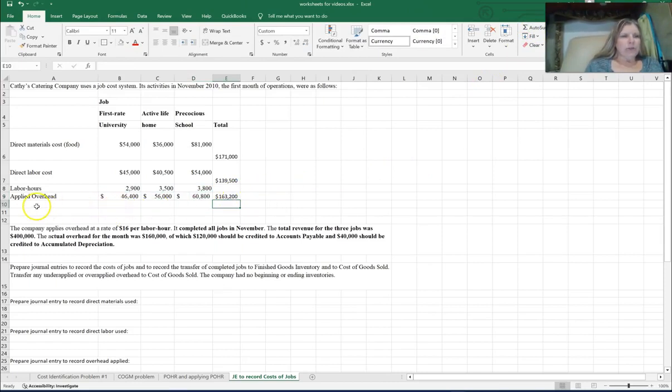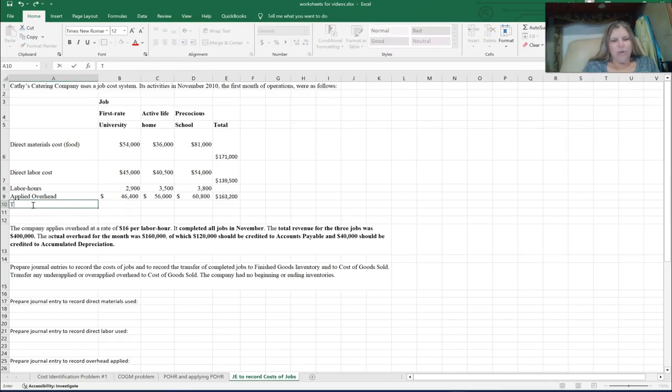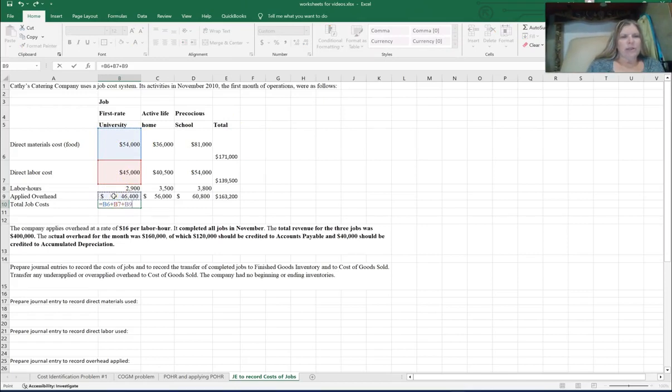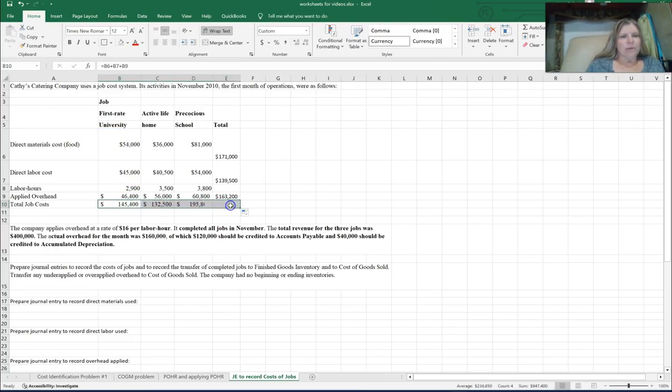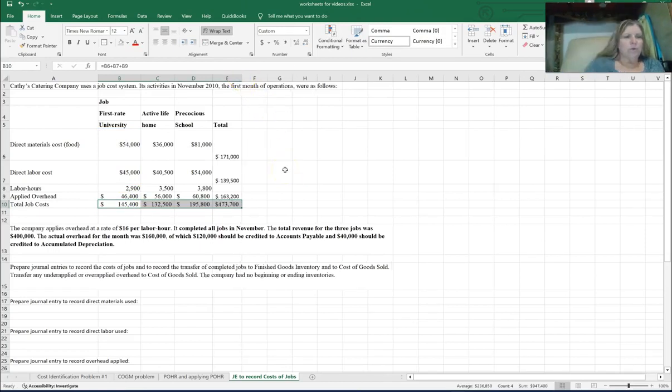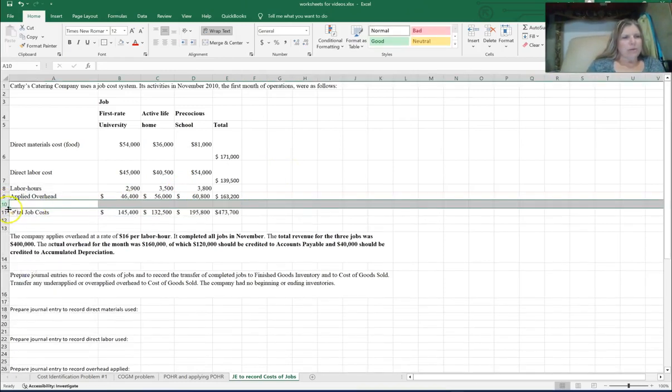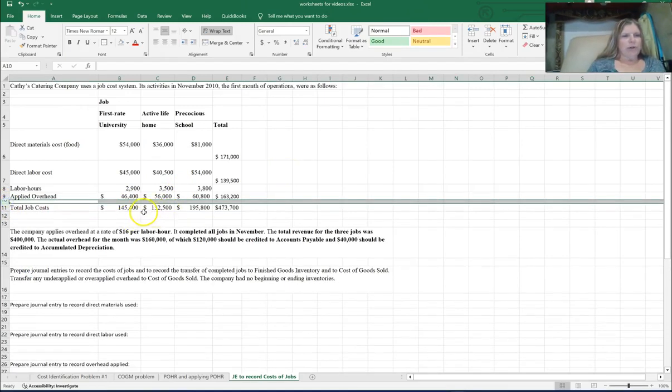Right, and the very last thing we want to do is add up our total job costs. And we're going to want to tell Excel again we're going to do a formula. So equal sign plus the materials plus the labor plus the applied overhead. And then you just click enter. And now I can copy that formula simply by dragging it across. And I get total job costs. I'm going to enter a space here just so there's a little more clarity.